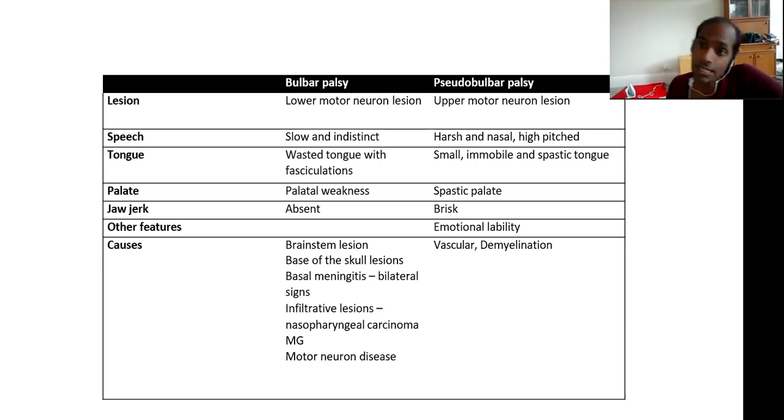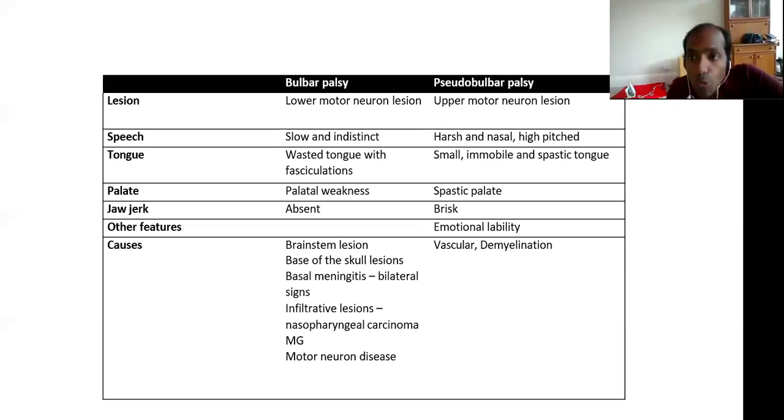Jaw reflex is brisk. Now you might ask, jaw reflex is trigeminal nerve, no? But for the trigeminal nerve, there is a nucleus in the medulla as well. So that is why it is involved, and brisk. So a small triangular shaped tongue, spastic tongue, a very nasal, high pitched voice, and a spastic, stiff palate. These are all features of upper motor neuron lesions in these cranial nerves.